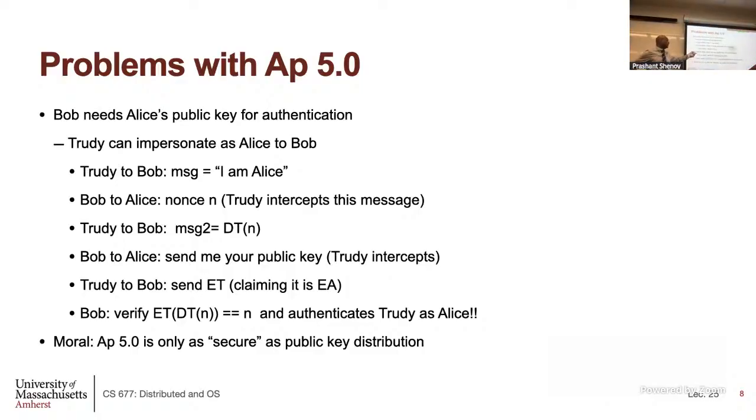So maybe you can think of a way that Bob sends a message to Alice saying, send me your public key, which Trudy can intercept. And Trudy can respond pretending to be Alice, saying, here is my public key, and send her own public key instead. Now, Bob does not know that this message actually came from Trudy. You can do IP spoofing and send that message, and Bob believes that this is Alice's public key. So Bob is going to use an incorrect key to decrypt that message and get the nonce and believe that it's actually Alice.